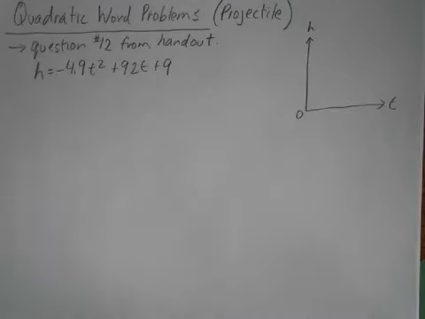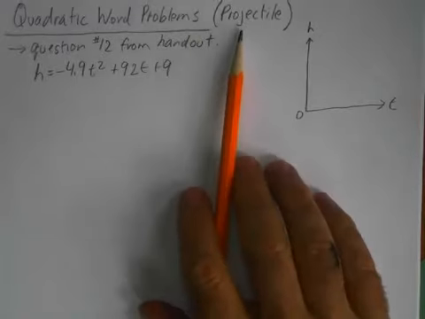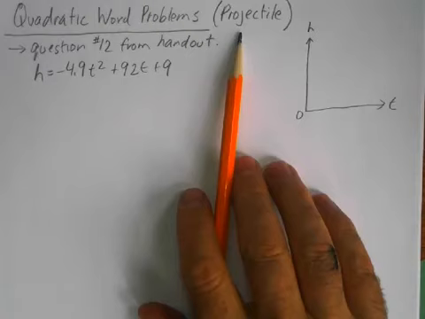We're going to look at another type of quadratic word problem. The type we're going to do today is called projectile. It's probably the most common type of word problem, and it should also be the most straightforward.